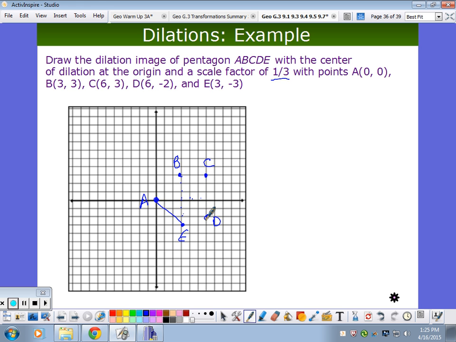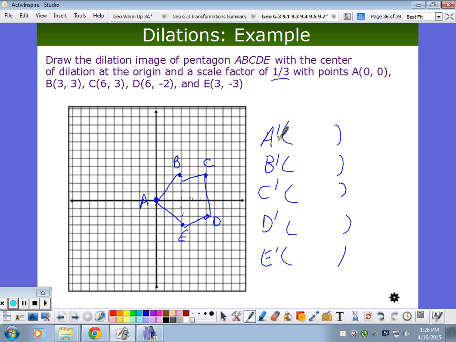So there is my pre-image, original pentagon. So let's figure out what the prime values are here. Have to multiply x's and y's by 1/3. So 0 times 1/3, that's easy, right? 0 times anything, 0. 3 and 3, so 3 times 1/3 is 1. 6 times 1/3 is 2. 3 times 1/3 is 1. I'm really basically just dividing by 3.